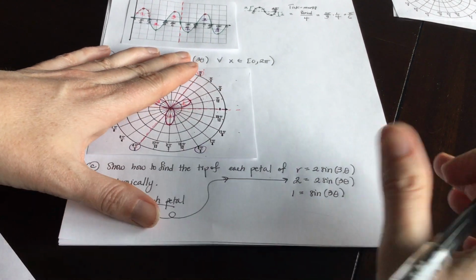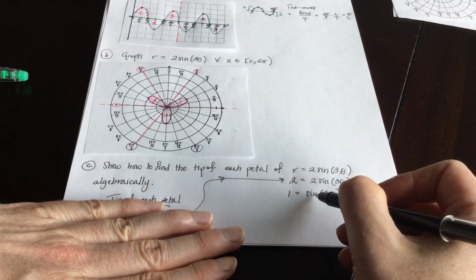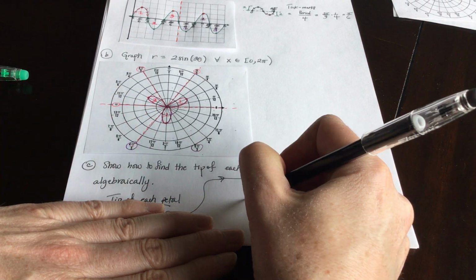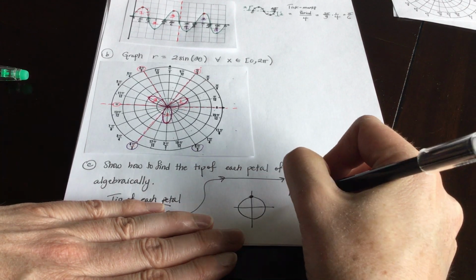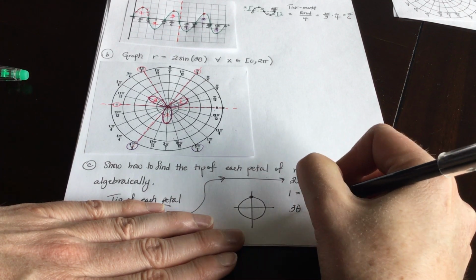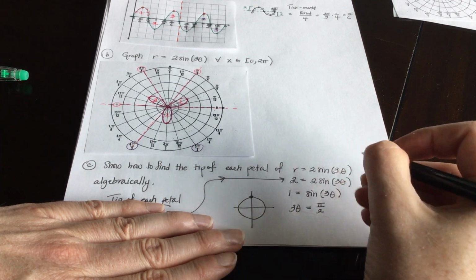And then don't let the 3 theta freak you out. It's just the name of an angle. So we're looking for when the sine of your angle would be 1. So think about that. Here's your unit circle. When would your sine be 1? So basically 3 theta, which is the name of your angle, could equal pi over 2.